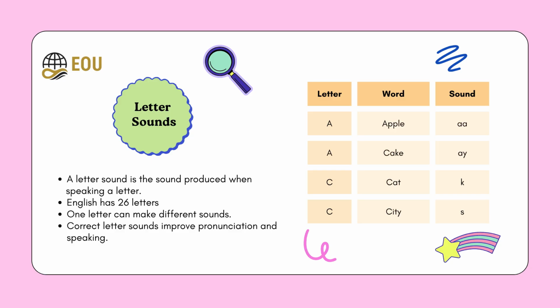A letter sound is the sound produced when speaking a letter. English has 26 letters, but one letter can make different sounds. For example, the letter C in cat sounds like K, but the letter C in city sounds like S. Correct letter sounds improve pronunciation and speaking, so whenever you learn a new word, always listen carefully to its sound.